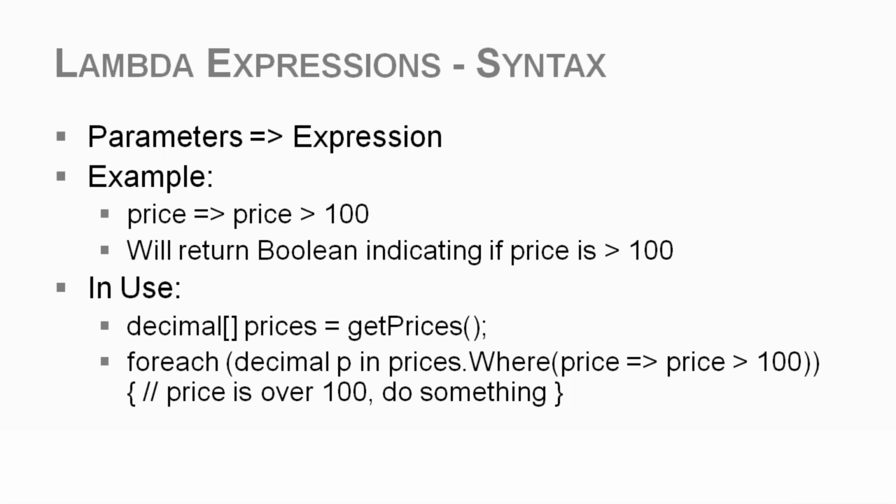So down here, we have a decimal array of prices, and we're going to get our prices. And obviously that method will give us that decimal array.